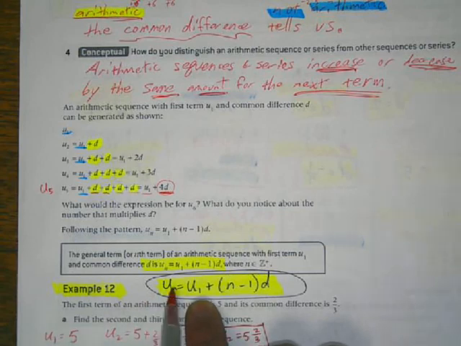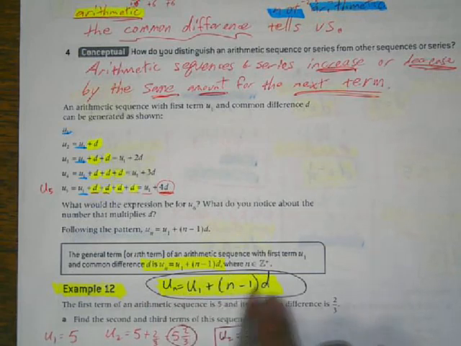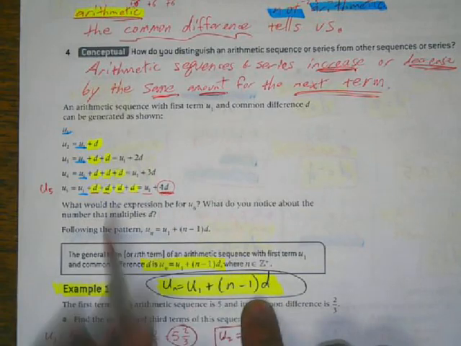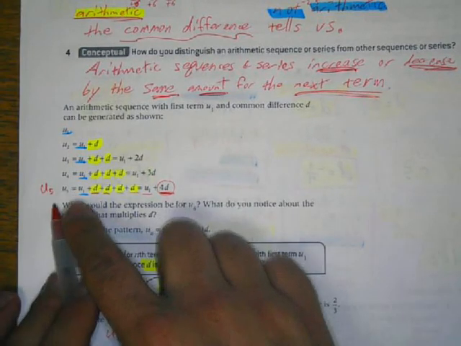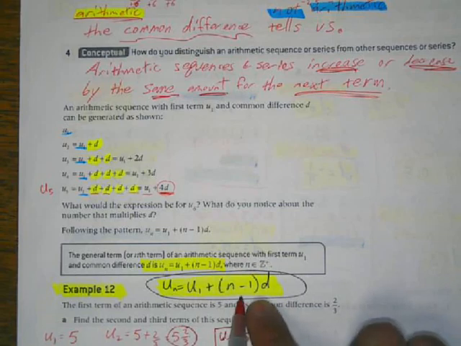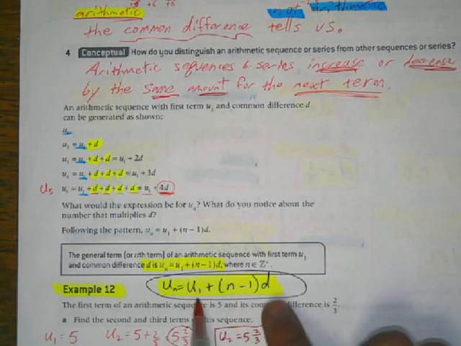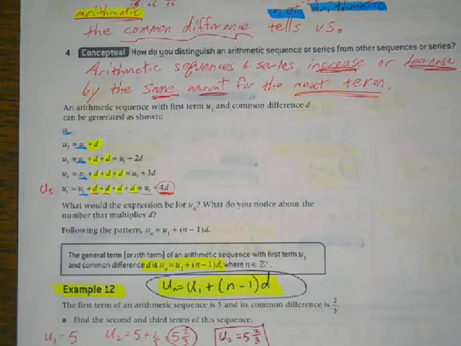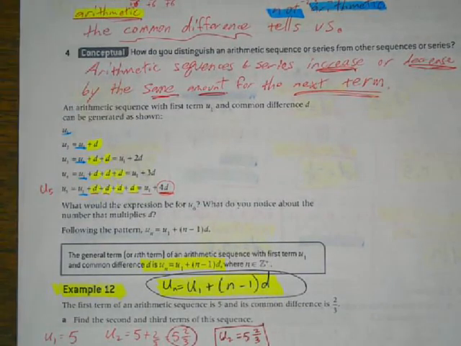The general formula to find any term is to start off with the first term plus 1 less than whatever the term is, times d. So if I'm trying to find the fifth term, this is going to be 1 less than 5. This is the general formula, and you will find it in your formula packet, and we'll be using this throughout this lesson. Let me just do the last one on this page, and then we will do the rest of it on a separate packet.